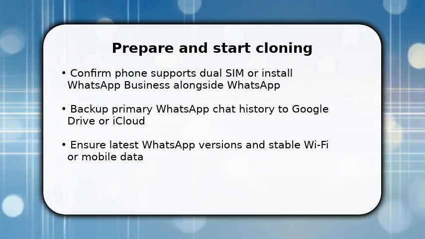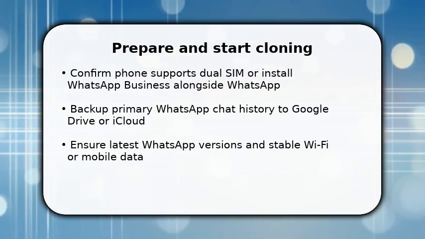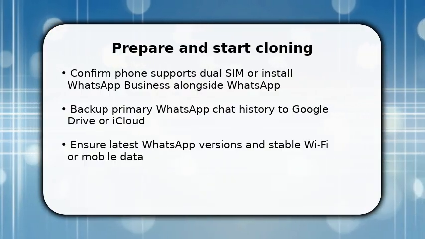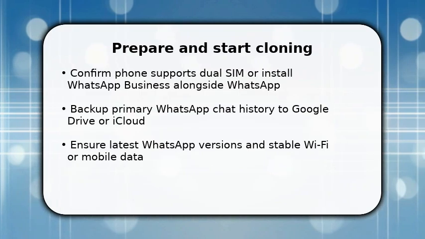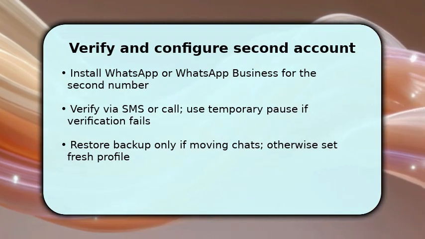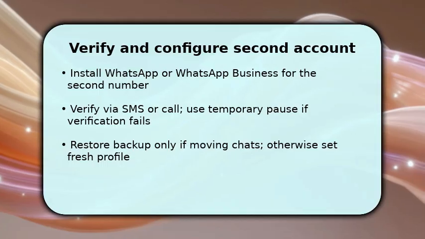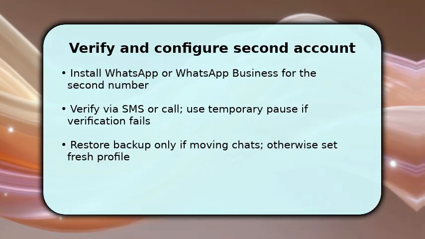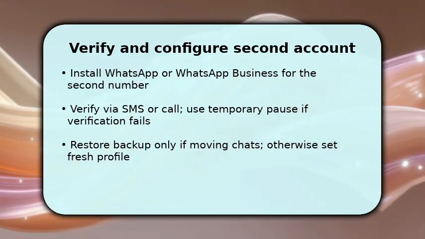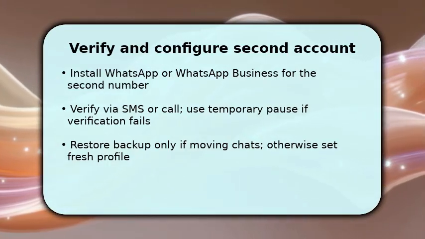Next, prepare the second phone number, either a second SIM, virtual number, or landline, because you'll need to receive an SMS or call for verification. Now verify the second number. Install WhatsApp or WhatsApp Business and follow the verification flow. You'll receive an SMS or call to the second number. If you use a virtual number, accept app permissions and request a call if SMS fails.